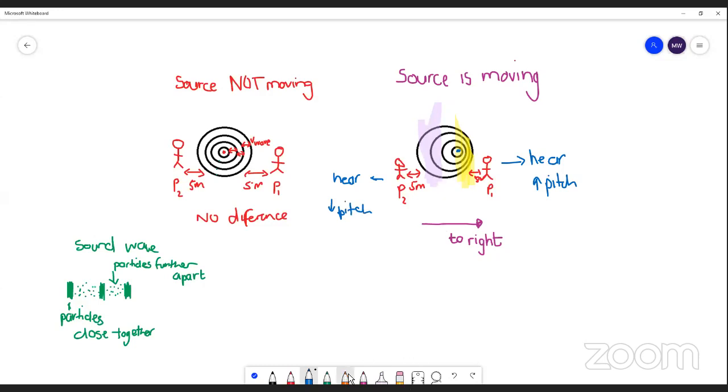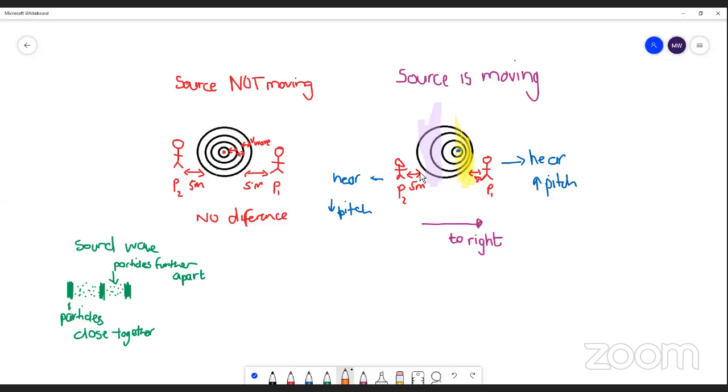Okay. One thing that's really important though is that your V wave, the speed of your wave, does not change. The only reason that this image looks different is because of the fact that your source is moving.